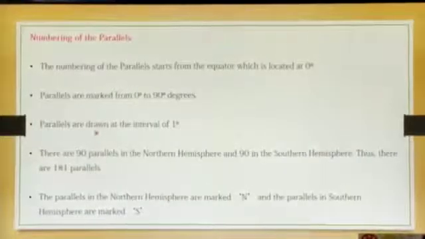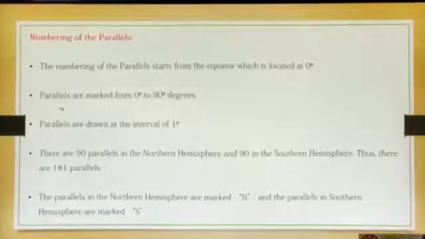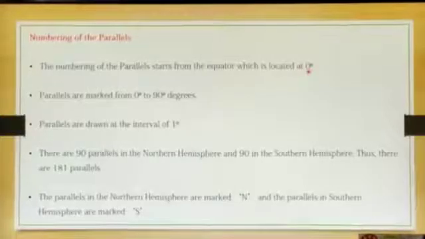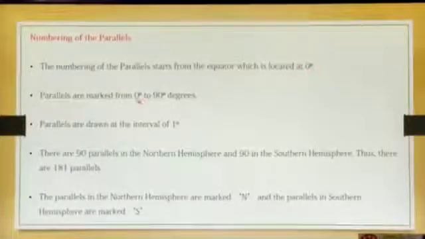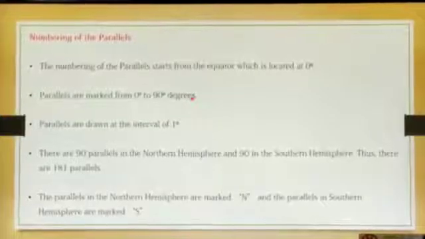Now, numbering of the parallels. How do we number the parallels? The numbering of the parallels starts from the equator, which is located at 0 degree. Like I said, we keep moving upwards and keep moving downwards, but the count begins with 0 degree. Parallels are marked from 0 to 90 degrees. This will be both north and south.